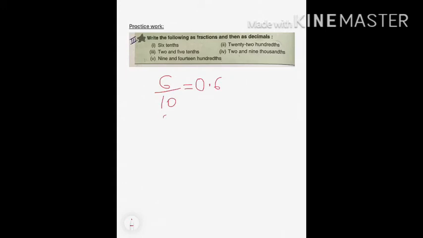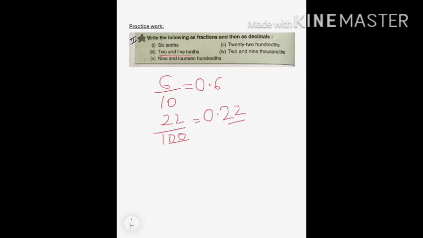Now 22/100th will be written like this: 0, no whole number, so I will put 0 up here, and then 22. Two zeros, so the decimal will come before 2 digits here. Already 2 digits are here, so we don't need to add another 0.